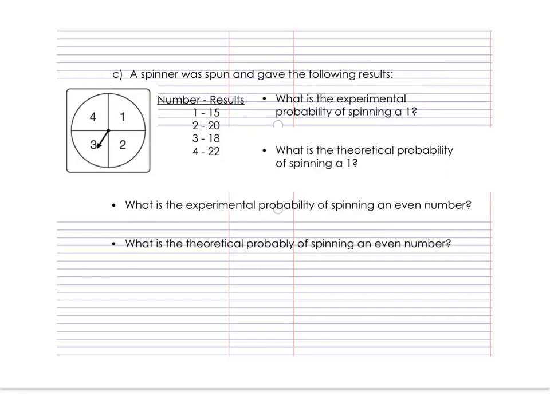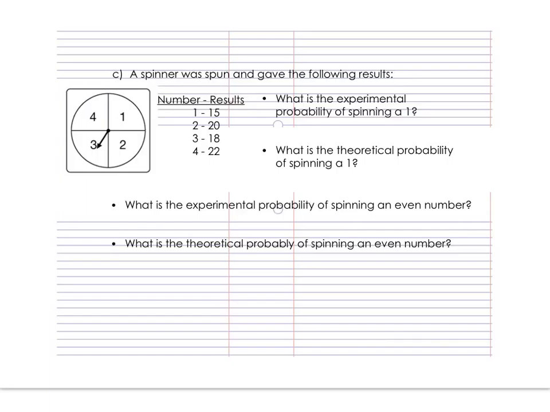So let's take a look at this one. Now we're looking at a spinner, and I didn't include colors on this one because I know that it's hard for you guys to write down what the colors are for it to make sense in your notes. So here I have just a spinner with different numbers on it. A spinner was spun, and it gave the following results. It landed on the number 1 15 times, the number 2 20 times, 3 18 times, and the number 4 it landed on there 22 times.